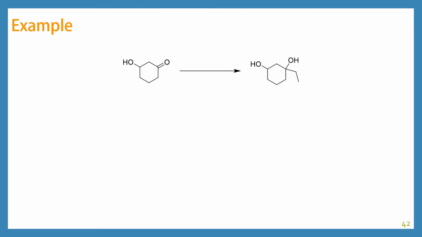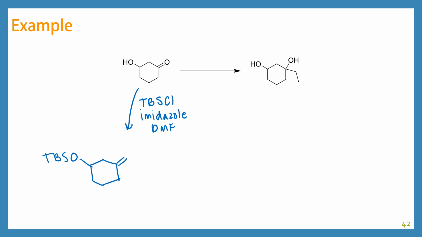So for example, if we wanted to do this synthesis, instead of trying to go straight through with the Grignard, what you should do instead is react with your t-butyldimethylsilyl chloride in imidazole and your solvent, and that would give you your protected alcohol, and then you have your carbonyl.